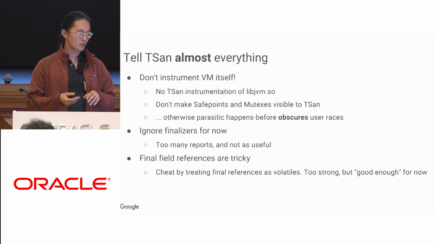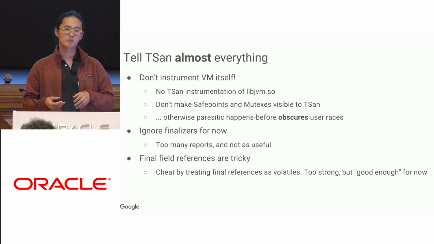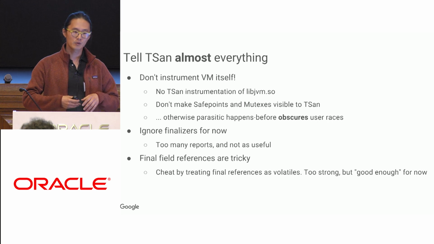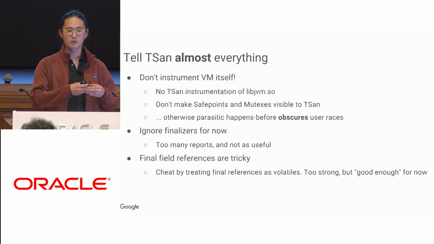And what we don't do is make the safepoints or the internal VM mutexes visible to TSAN either. The reason is, if we did that, it would expose a lot of internal synchronization that is not visible or usable to user code. And what happens is there is a lot of parasitic synchronization that gets tracked by happens-before, or tracked by the tool, and suddenly you're not going to see a lot of races.